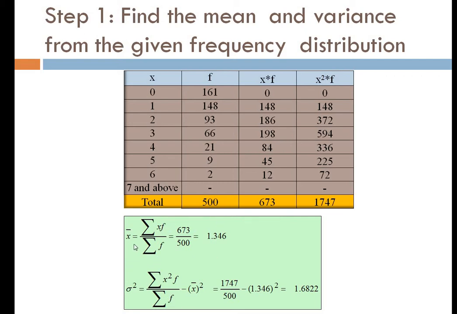We get x bar equal to 673 divided by 500, that is 1.346. Sigma square equal to 1747 divided by 500 minus 1.346 square. So after simplification, we get sigma square equal to 1.6822.